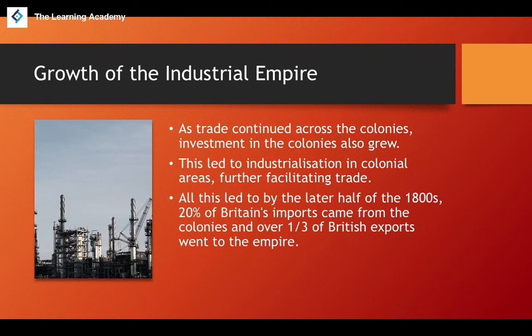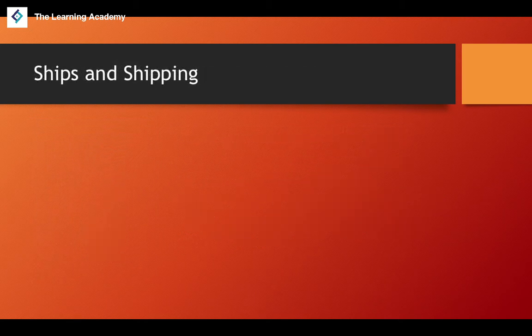All this led to, by the latter half of the 1800s, so the 1850s that we're thinking about here, 20% of British imports coming from the colonies, and over a third of British exports going to the empire. So trade within the empire was incredibly cemented within the British economy. So now we've talked about the significance of trading across the empire.